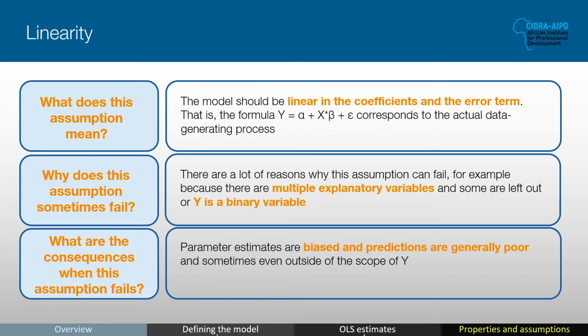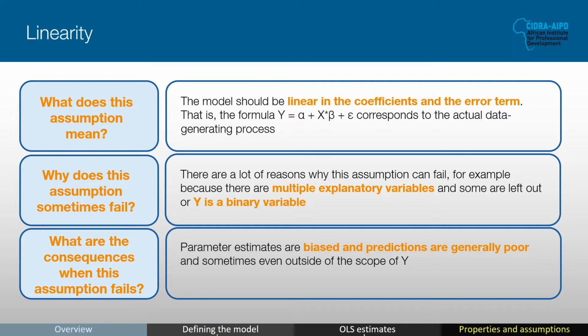There are a lot of reasons why this assumption might not be true. Some examples given here are that there are multiple explanatory variables and some are left out, or that y is a binary variable. In this case, the formula y = alpha + x times beta + epsilon will probably give you some value for x that will lead the variable y to be estimated as bigger than 1 or smaller than 0.